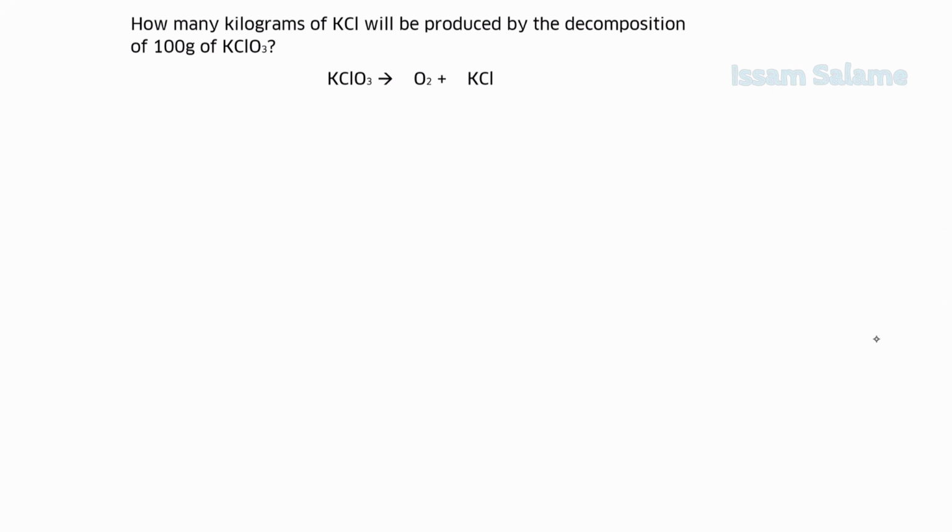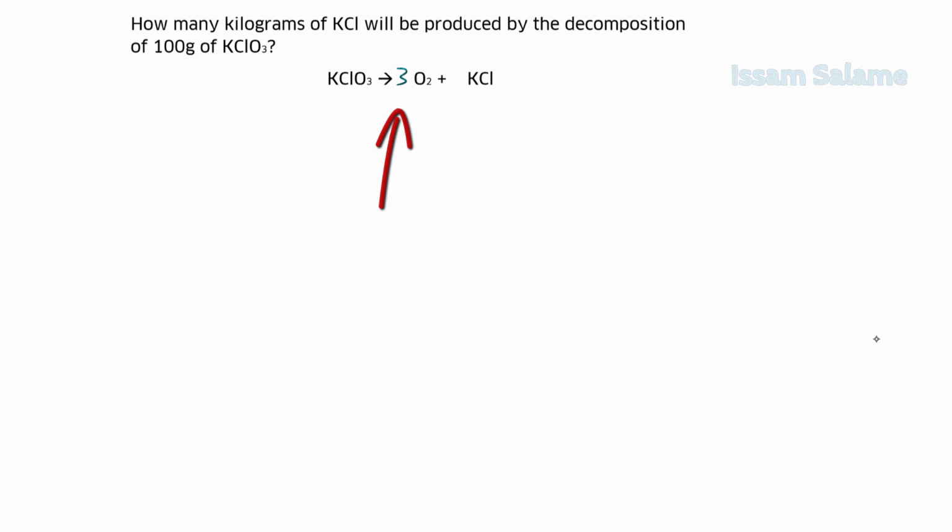And here is our final exercise about stoichiometry mass problems. How many kilograms of potassium chloride will be produced by the decomposition of 100 grams of potassium chlorate? Here, the given amount is in grams, while the amount that you want to calculate is in kilograms. Before we write our steps, we should balance the chemical equation.